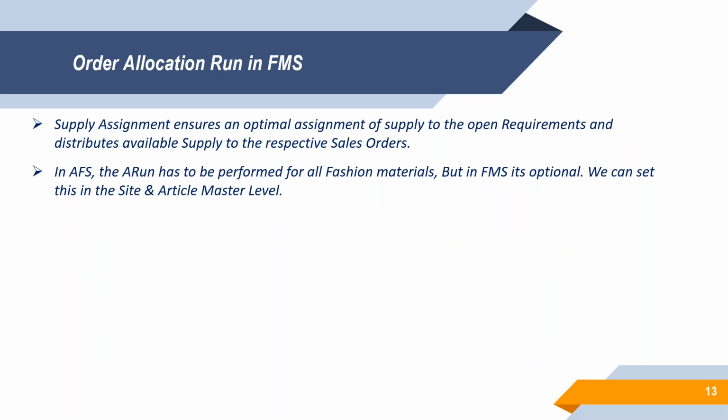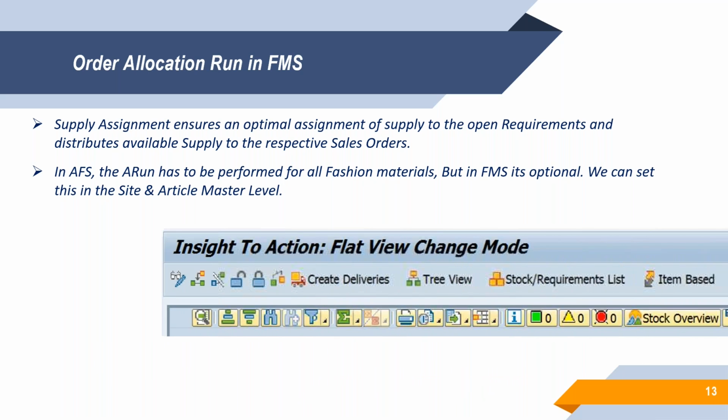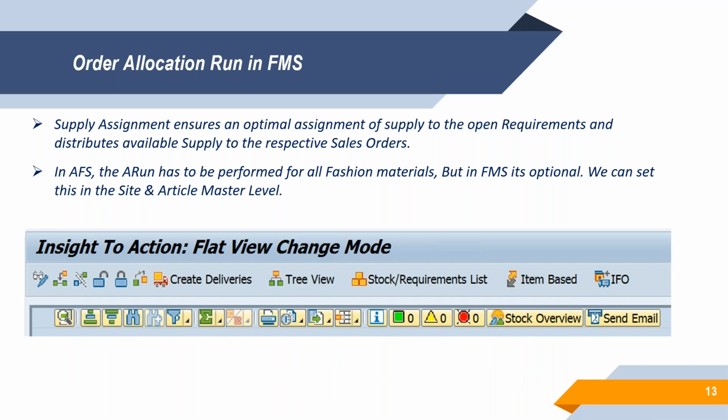Let us talk about the order allocation run. Basically, the order allocation run is a tool which helps us to allocate the existing stocks to the open requirements, based on the priorities or based on the configs that we do.